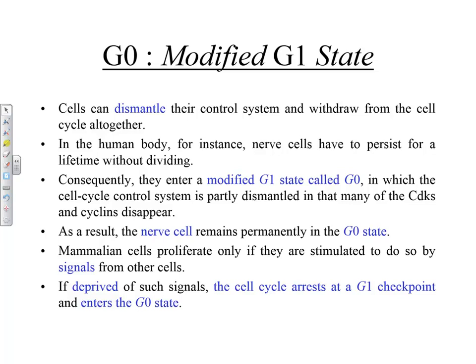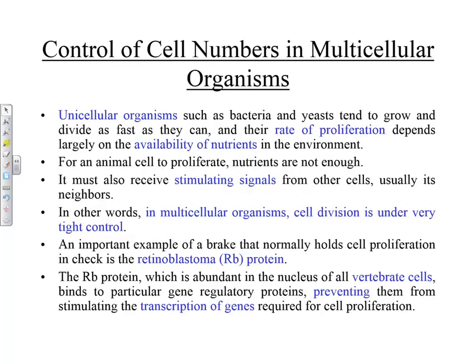Now, mammalian cells will proliferate only if they are stimulated to do so by signals from other cells. If they are deprived of such signals, it's like if your neighbors don't cheer you on, you just drop down dead. So for mammalian cells deprived of such signals, the cell cycle arrests at a G1 checkpoint and it will enter the G0 state. So it'll just get stuck over there. And there is also something called programmed cell death that we will get to in a few minutes.